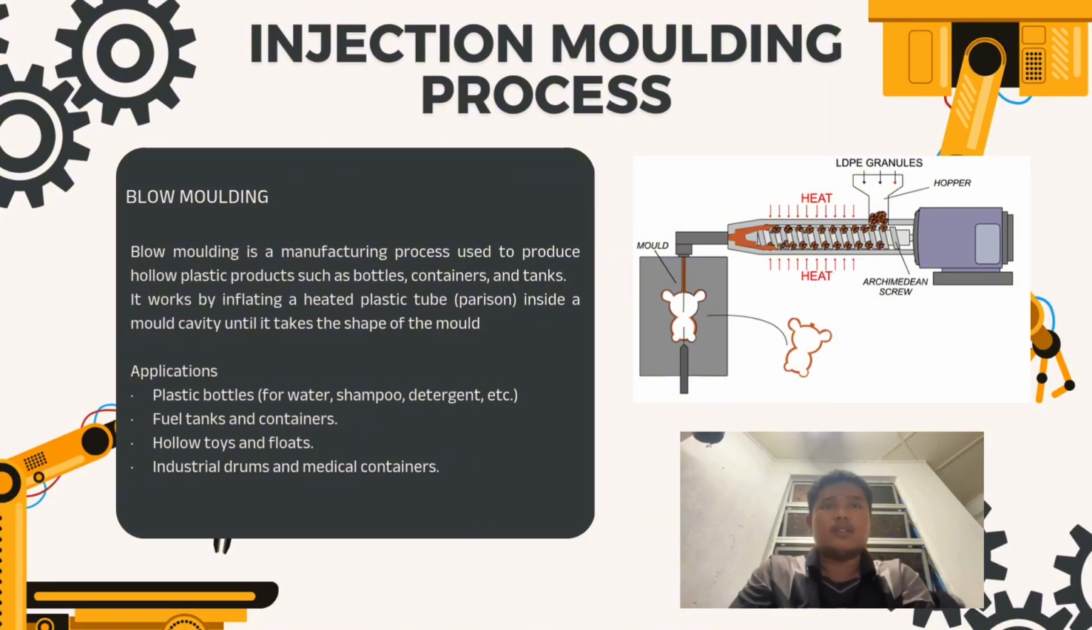Okay, for the last part in injection molding process is blow molding. Blow molding is a manufacturing process used to produce hollow plastic products such as bottles, containers, and tanks. It works by inflating a heated plastic tube inside a mold cavity until it takes the shape of the mold. Applications are plastic bottles for water, shampoo, detergent, and intake. Second is fuel tanks and containers. Third is hollow toys and floats, and the last is industrial drums and medical containers.